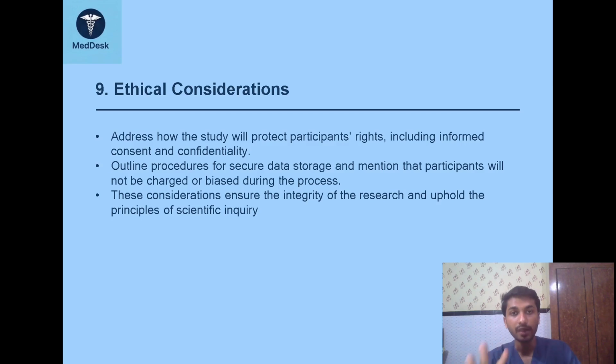Like if you are taking the data from the patient's bedside or the file on the patient's bed, you have to mention that. You have to mention the informed consent, that you are informing the patient that we are trying to do a study by taking your data, by taking your details. If you are taking the data from the students, we can also mention that. If you are taking the data from hospital records, then you have to also mention the privacy of that data as well.